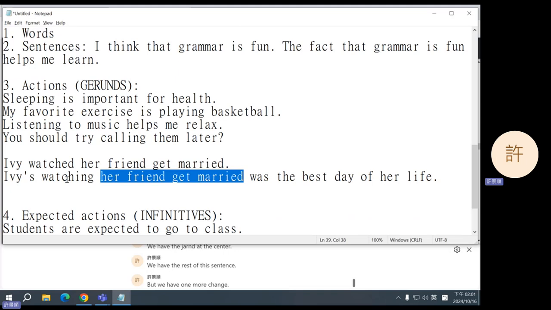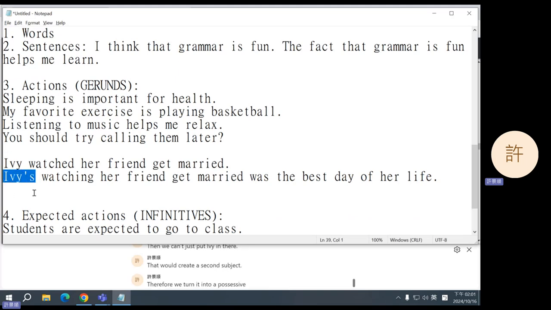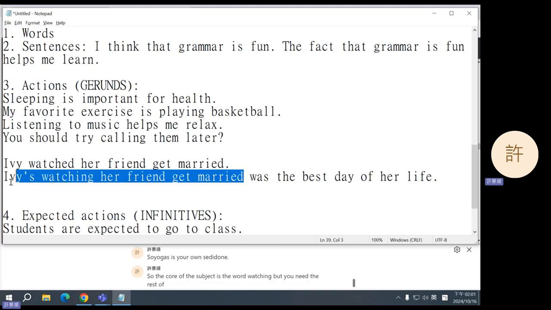A sentence can only have one subject. If the subject is this entire situation, then we can't just put Ivy in there. That would create a second subject. Therefore, we turn it into a possessive because a possessive is an adjective. 所有格是形容词的一种，这样就可以避免有双重主词。So the core of the subject is the word watching. But you need the rest of these words to fill in the idea of the subject.